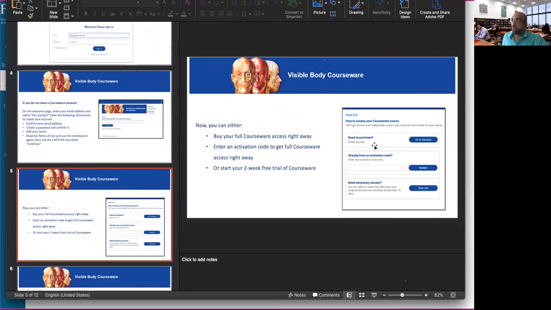And this third step is that you're going to be checking out to confirm this registration. Either you need to purchase, so you go to checkout, or if you already have an activation code, if by any chance you did purchase it before the college is locked down, so you have the access code, you can enter it here and redeem it.